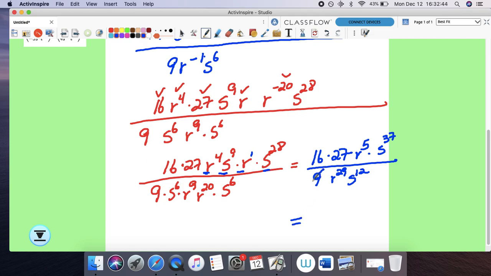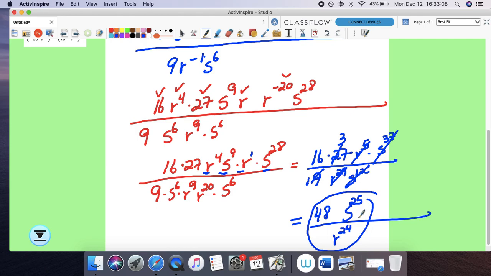So I can simplify. This 9 and 27 becomes 1 and 3. 3 times 16 is 48. We have R5 and R29, so this and this will simplify, and you're going to get R to the 24th power. S12 and S37, if you simplify, we're going to have S to the 25 on top. That's the final answer. So again, there's different ways of getting here. I did that in a lot of steps, but hopefully that's the correct answer.